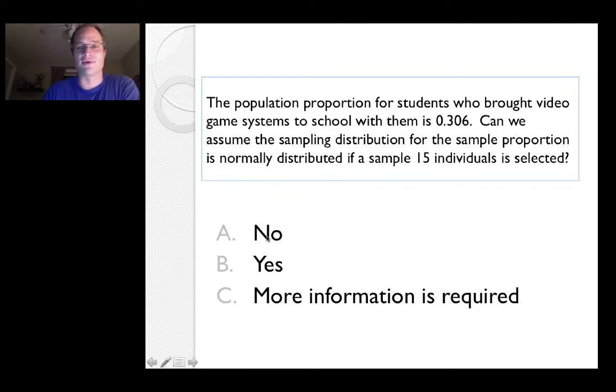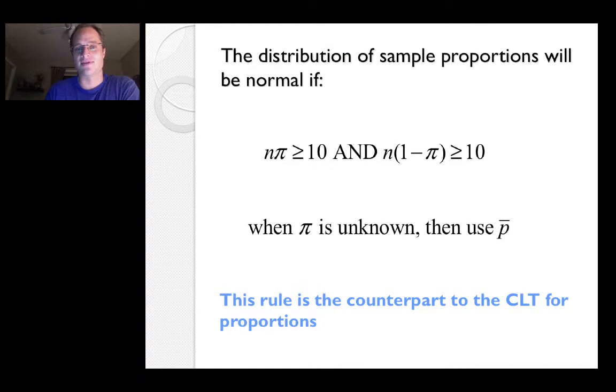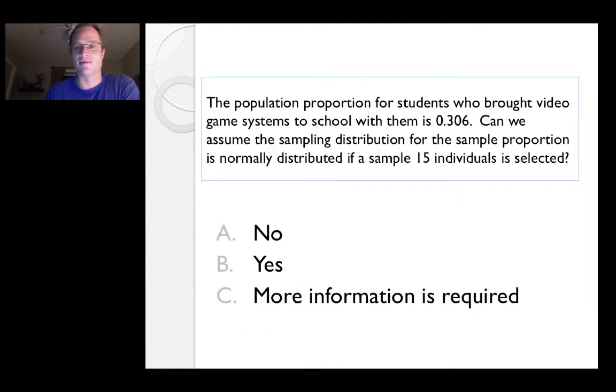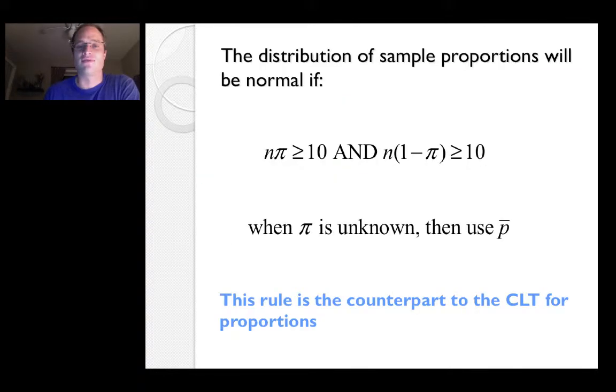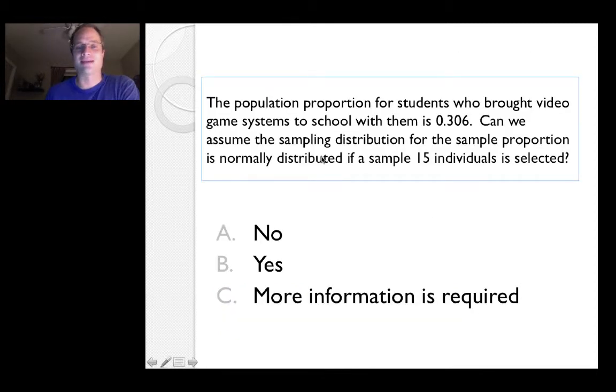And the reason is if we try to satisfy these two conditions, if we look at n times pi, which is 15 times 0.306, we get 4.59. And of course, 4.59 is less than 10, and so we can't safely assume that this distribution of sample proportions would be normal. So the answer is no there.